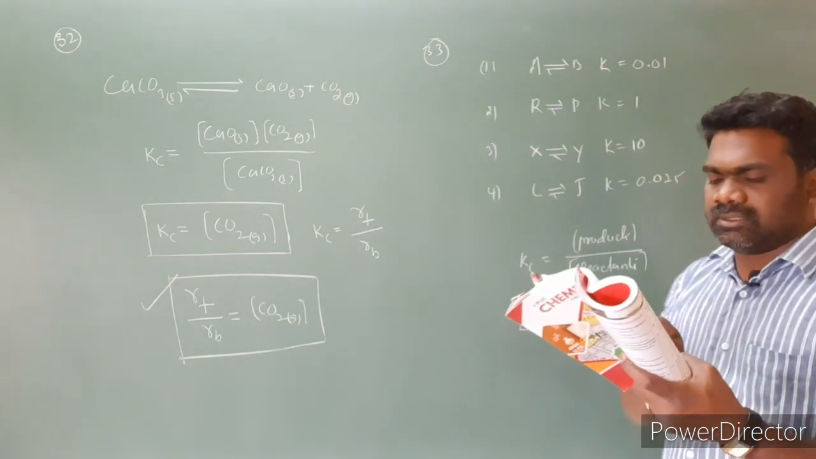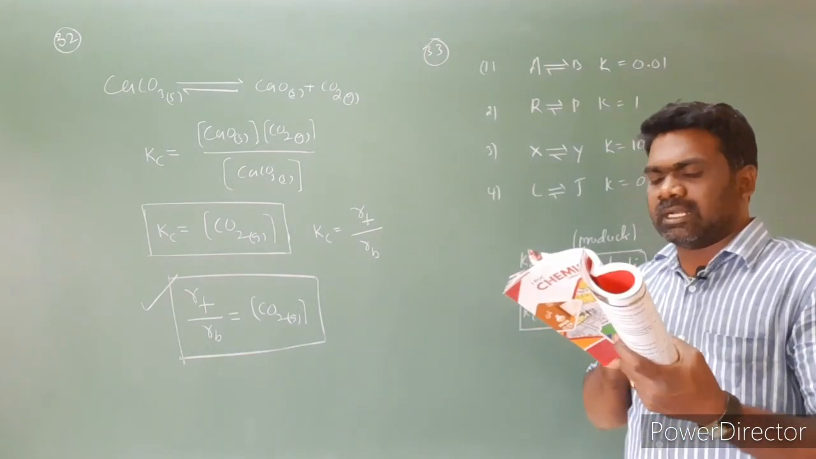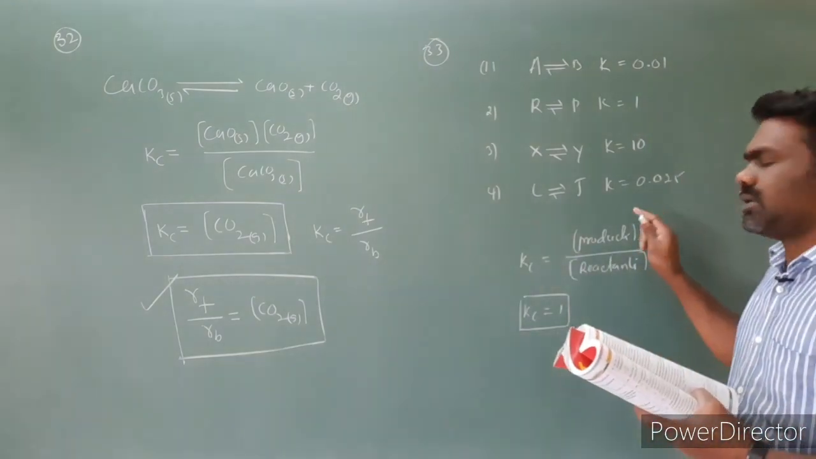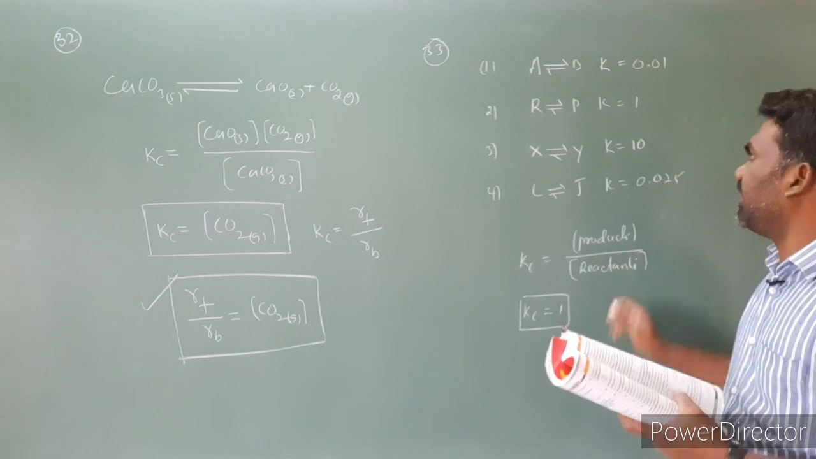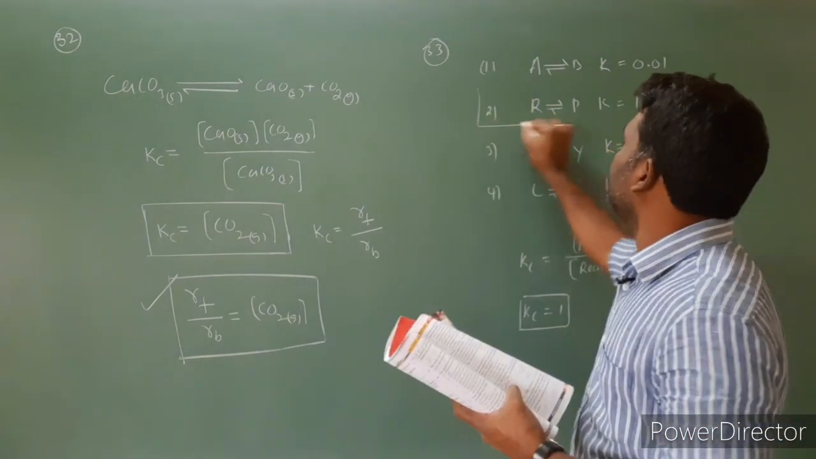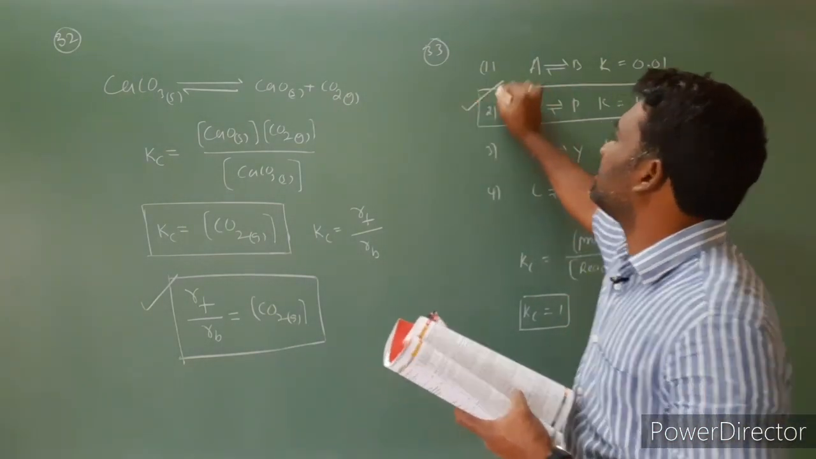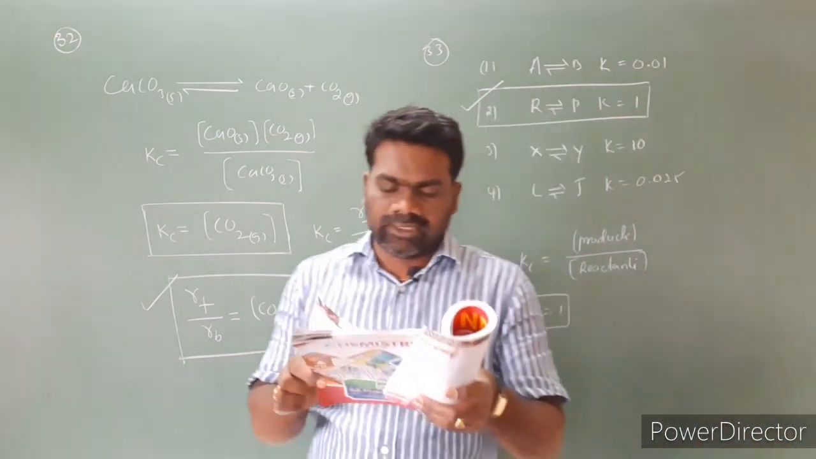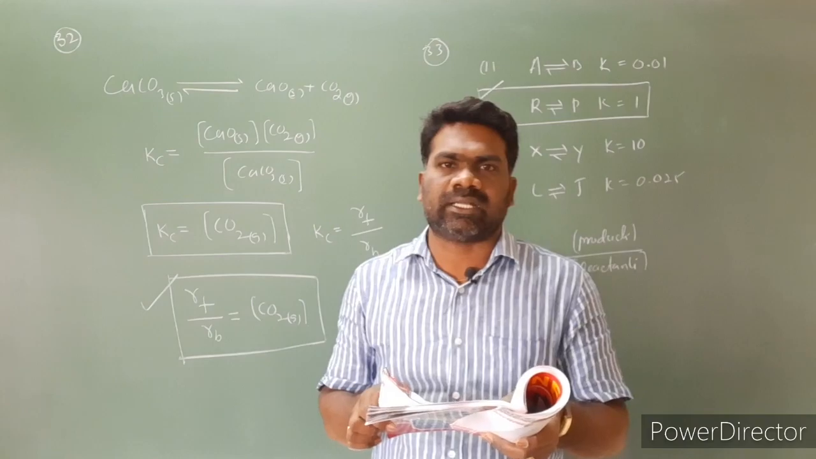So look at the options. For question 33, second option, R gives rise to P, K is equal to 1. When K is equal to 1, the concentration of products is equal to the concentration of reactants. So for question 33, the second option is correct.